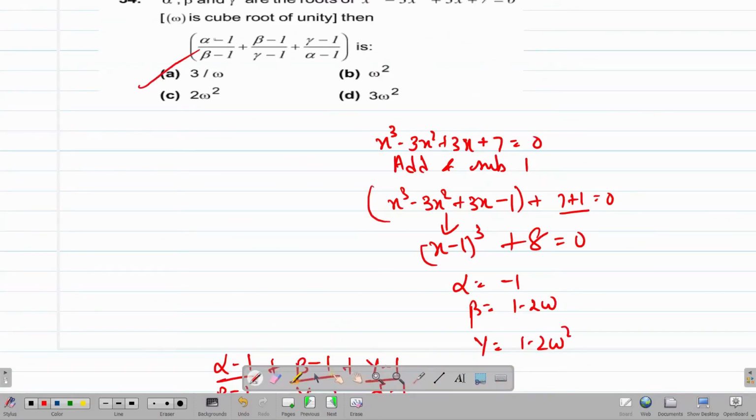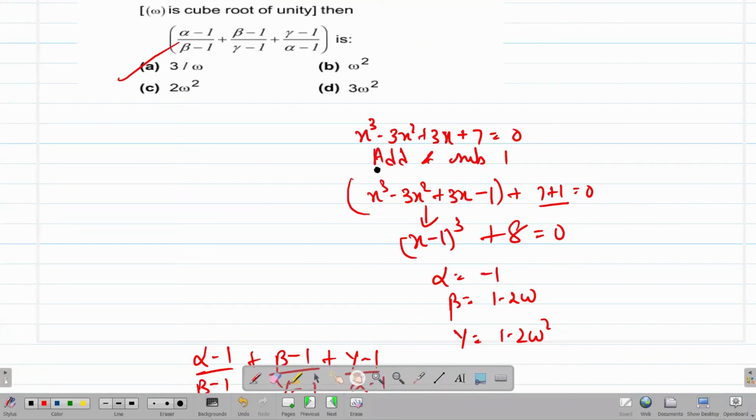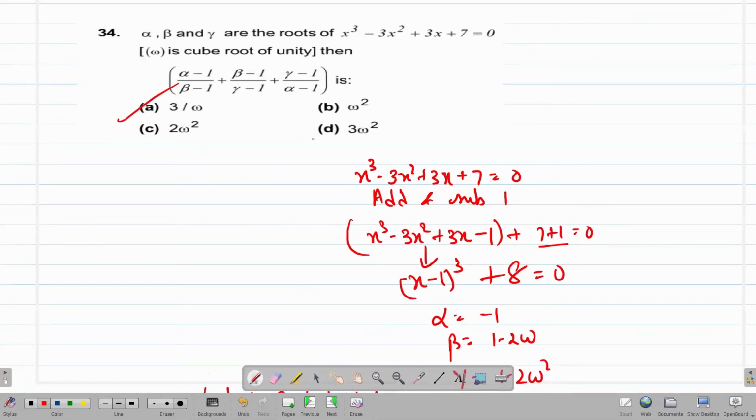But if you replace this 1 by omega square, you can also write this as 3 omega square. So you may get only one correct option there, but here we have two options. So you may get 3 omega square as one of your options. So either the answer is 3 by omega or the answer is 3 omega square.